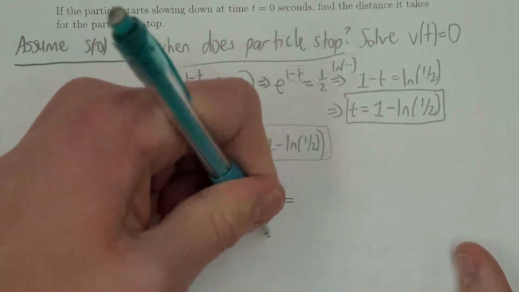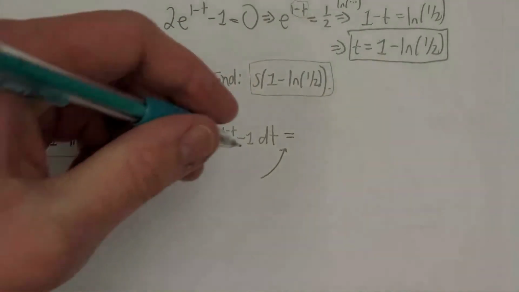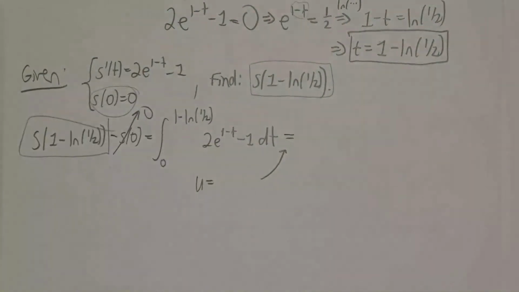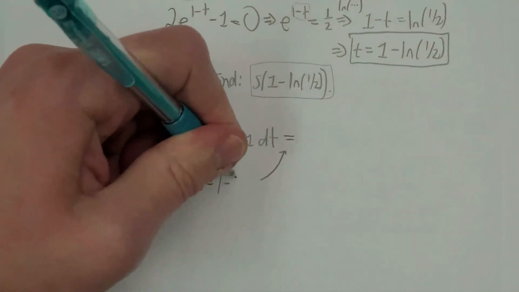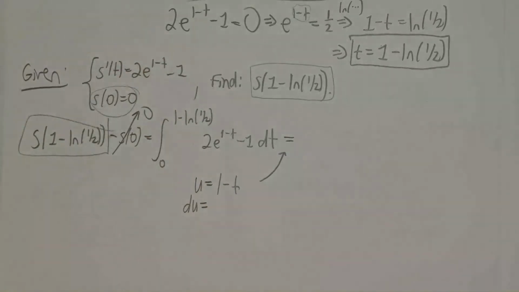Based off of the title of today's lesson, we should be using a u substitution. So what do you think we should be utilizing for our u substitution here? 1 minus t. Good. So that means du is then equal to dt times what?